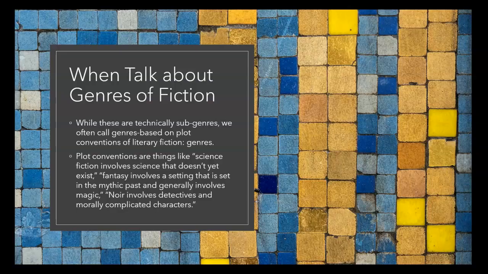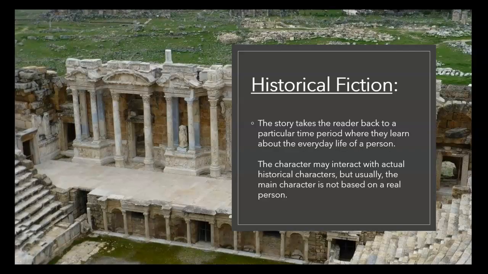When we talk about genres of fiction, while these are technically subgenres, they are also called genres based on plot conventions of literary fiction genres. Plot conventions are things like science fiction involves science that doesn't yet exist. Fantasy involves a setting that is set in a mythic past and generally involves magic. Noir involves detectives and morally complicated characters. We're going to go over some of the most common fiction genres for novels.